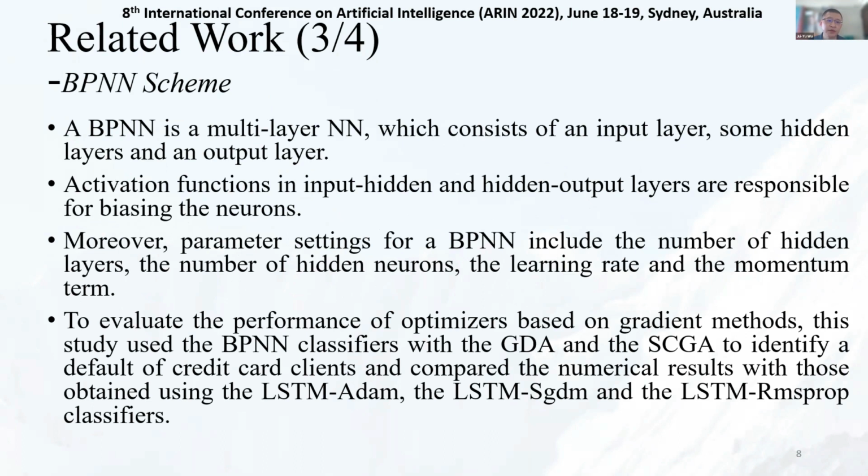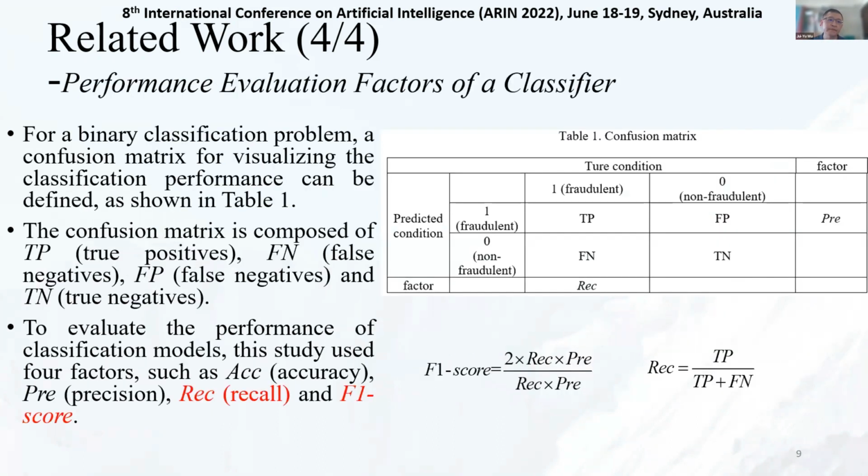BPN schemes. BPN is a multi-layer neural network, which consists of an input layer, some hidden layers, and an output layer. The parameter settings for BPN include the number of hidden layers, the number of hidden neurons, and the learning rate. To evaluate the performance of optimizers based on gradient methods, this study used the BPNN classifiers with the SGDA and the SCGA.